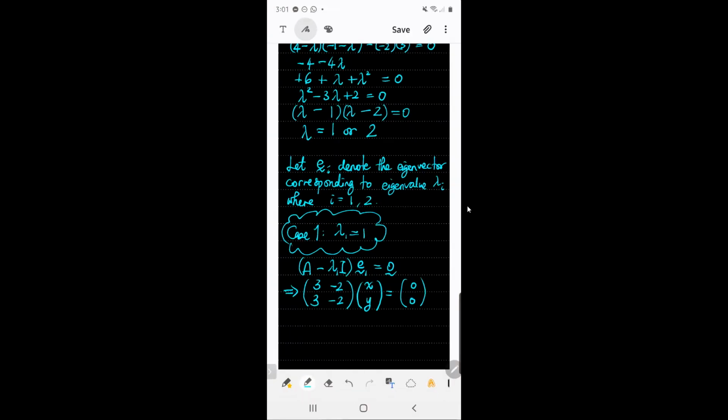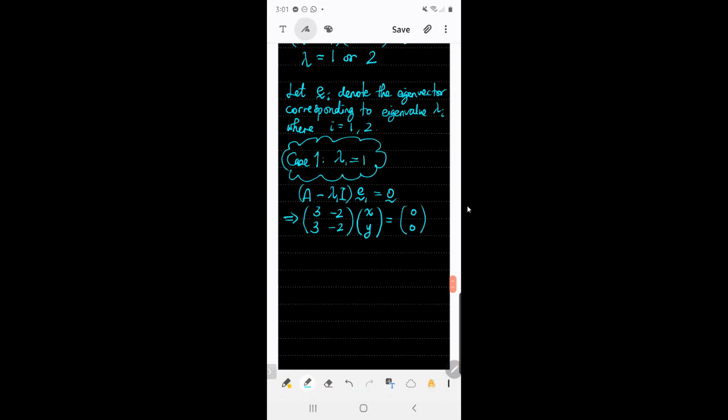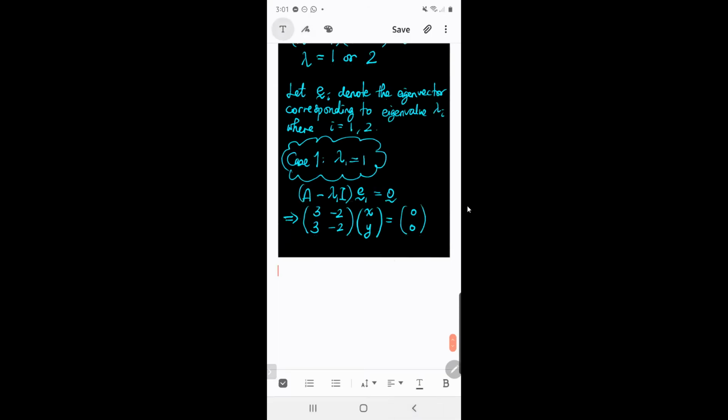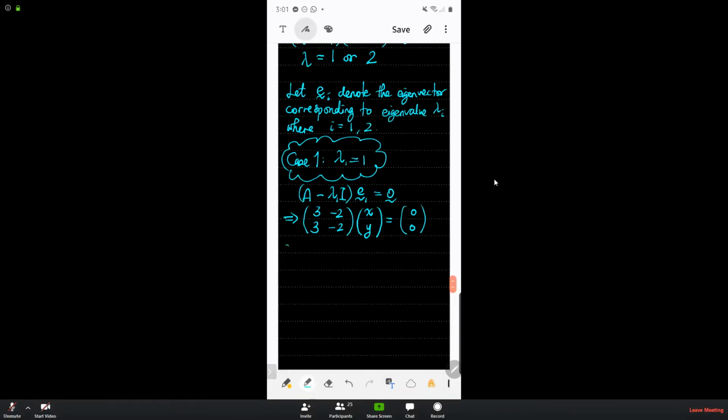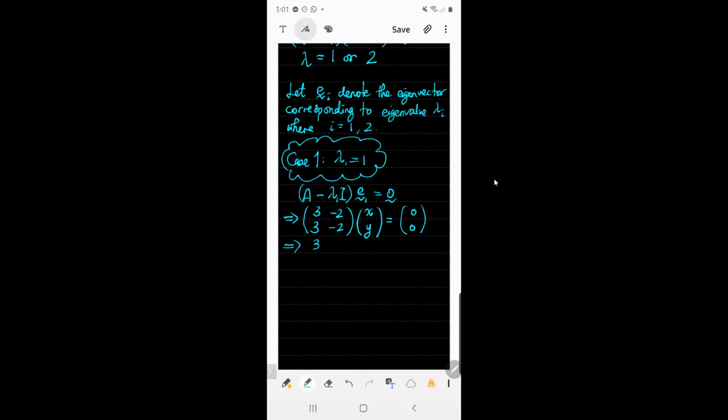So therefore, you expand, you get only one equation. All right. You get only one equation because the first line and second line are the same thing. So you get 3x minus 2y equals 0. You only get one equation, so you don't have to panic. That is actually better. That means you can give me different answers.